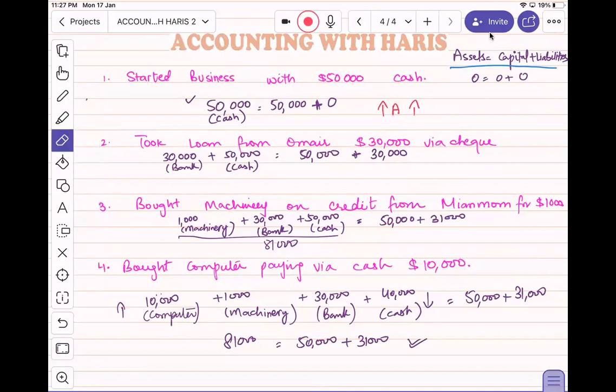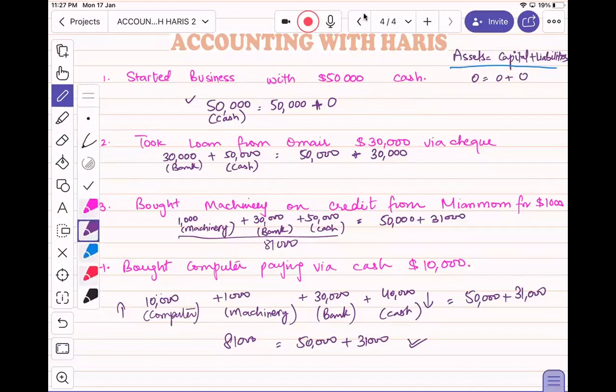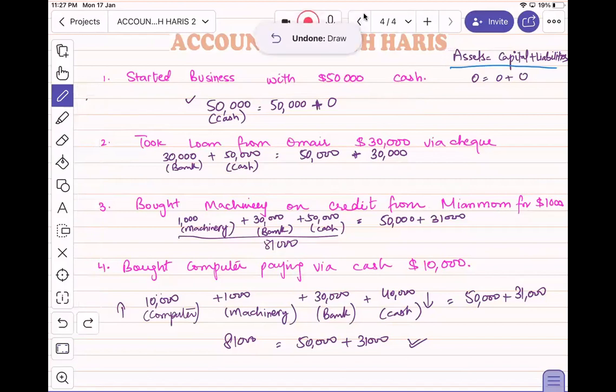Now if you go back to transaction number one, like I told you, there's always a dual impact, two sides of the story to every transaction. Now you should see how each transaction is affecting this particular accounting equation in two ways. If we start off business with 50,000 cash, the asset would increase, but alongside your capital would also increase, as you can see in this equation.